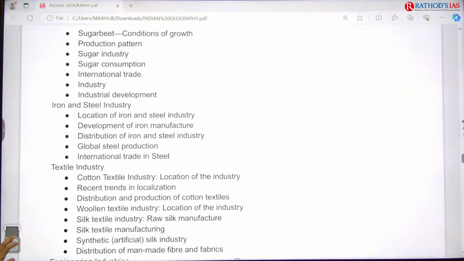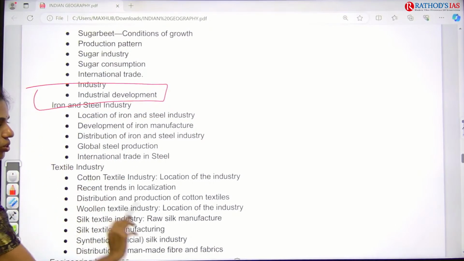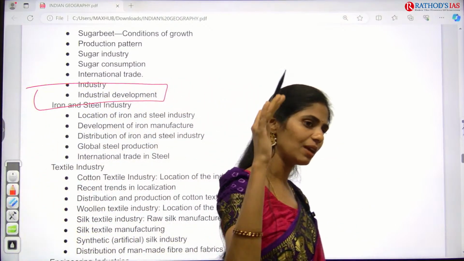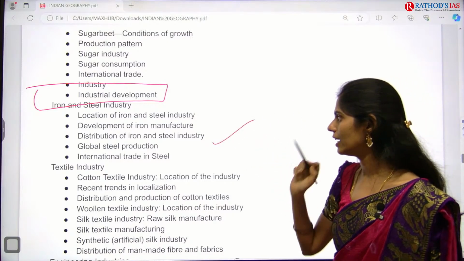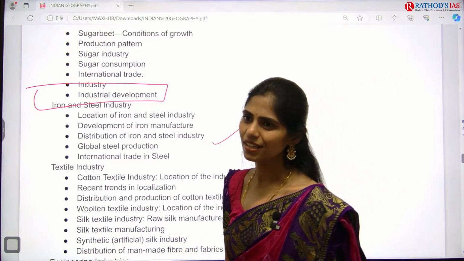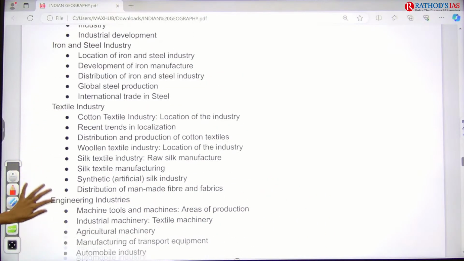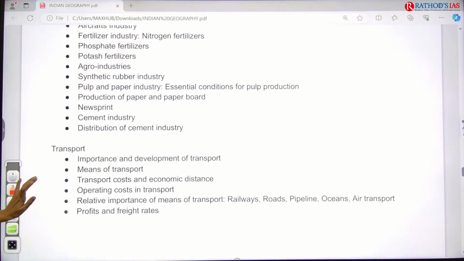And the next one is industries. Whenever you are reading these industries, you have to know the history of industrial development, when it started in India. From that time onwards you have to see the present industries. There you have to focus on iron and steel industries, textile industries, engineering goods, shipping, automobile, etc. Everything you have to know.